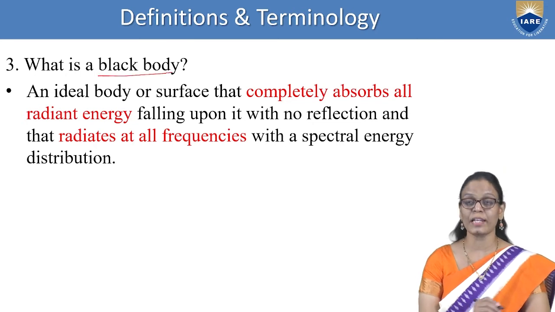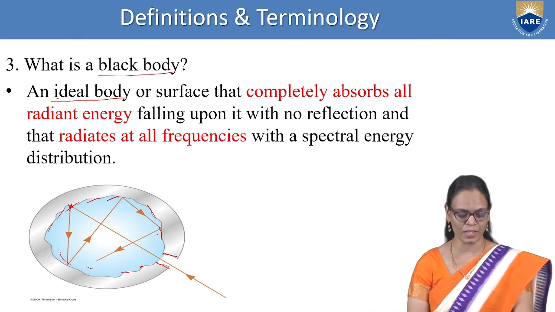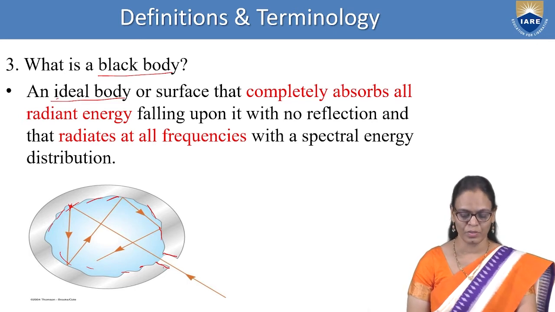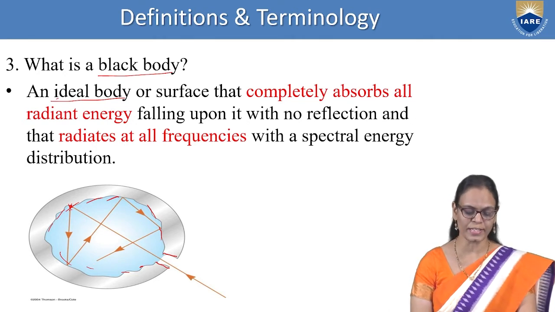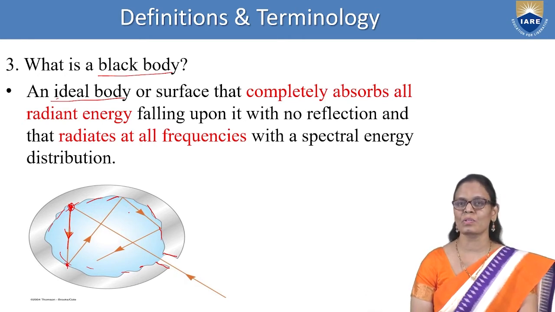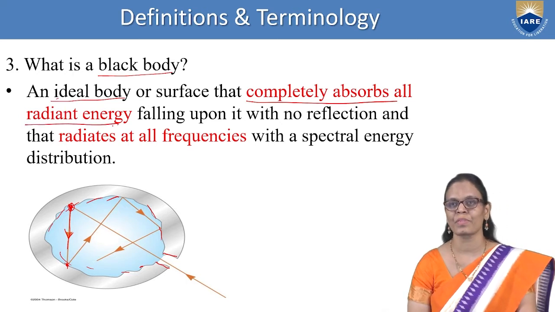Now coming to the black body. What is a black body? Here in the figure, it is a hollow sphere with a small hole drilled into it, and the inner surface of it is coated black. Whatever radiation is incident suffers multiple reflections inside. At each point, a part of the energy is absorbed and a part of it is reflected. So after multiple reflections, it completely absorbs all the radiant energy, and literally there is no reflection outside.